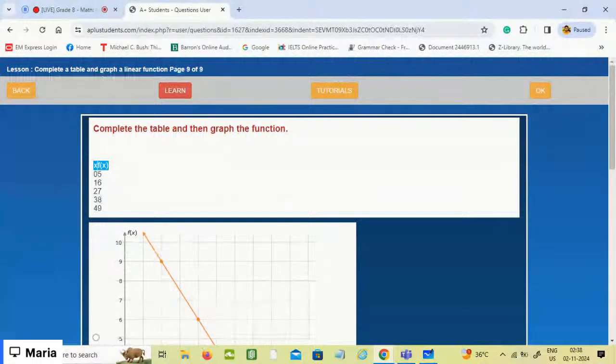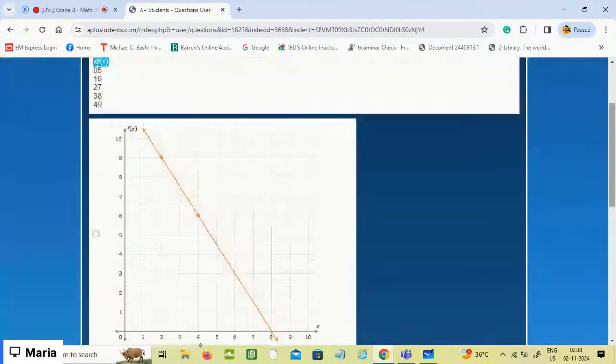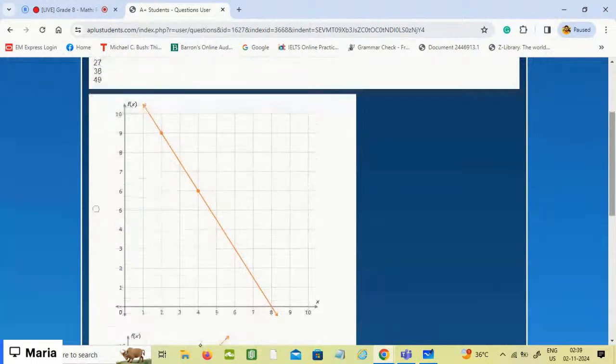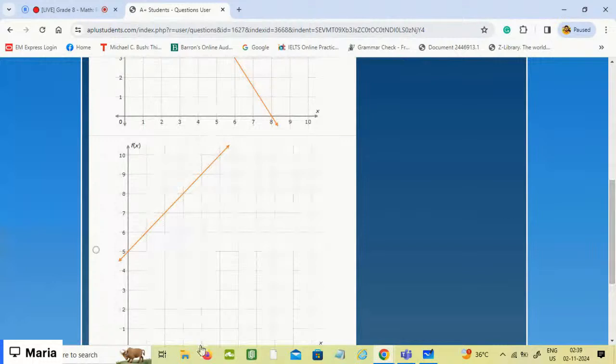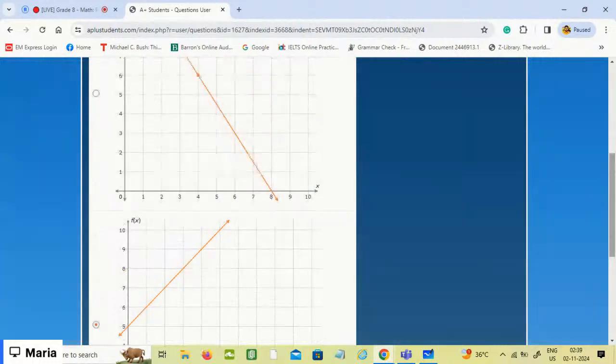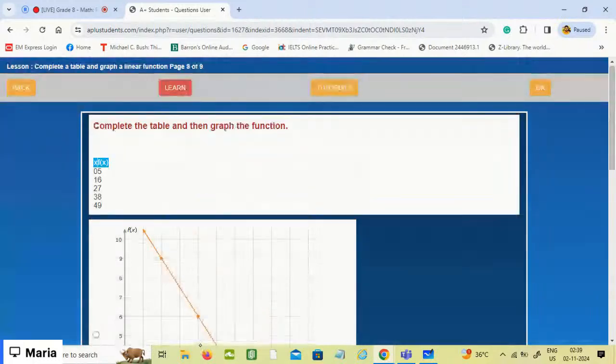Complete the table and then graph the function. 0, 5, 1, 6, 2, 7, 3, 8 and 4, 9. Option number 2 is the correct option. Okay, you can complete the lesson by yourself later today.